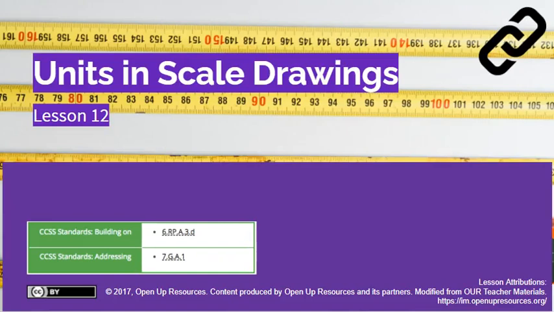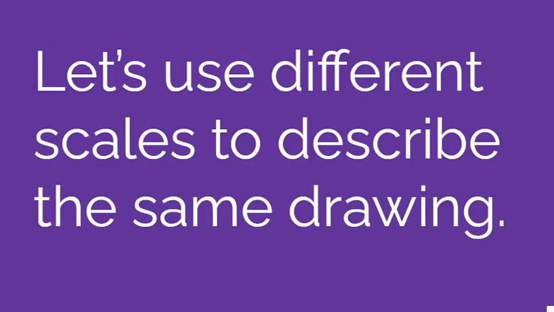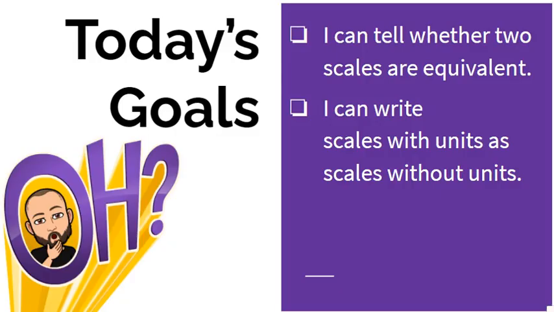Lesson 12, Units and Scale Drawings. Let's use different scales to describe the same drawing. Our icons are: I can tell whether two scales are equivalent, and I can write scales with units as scales without units. So make sure you have today's date, your icons, and you're ready to move on. Oh, don't forget that page number.